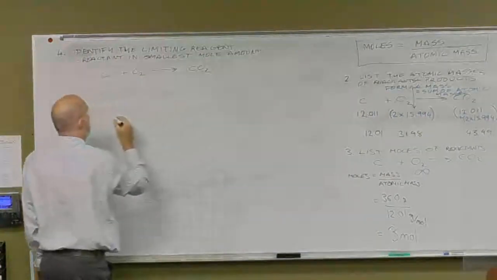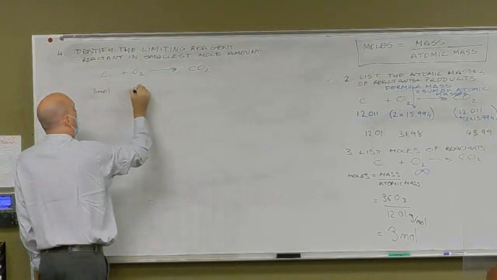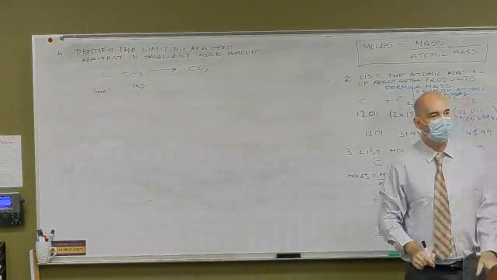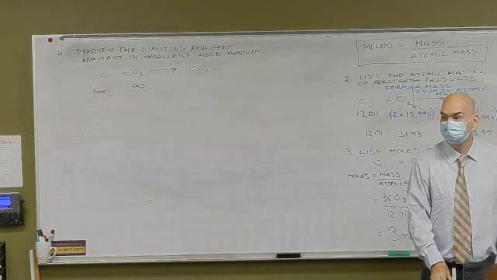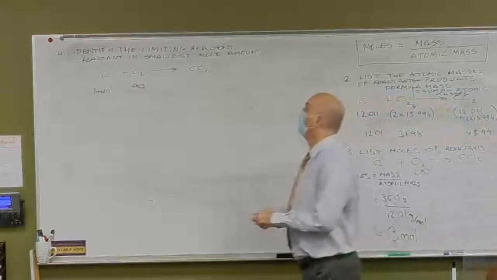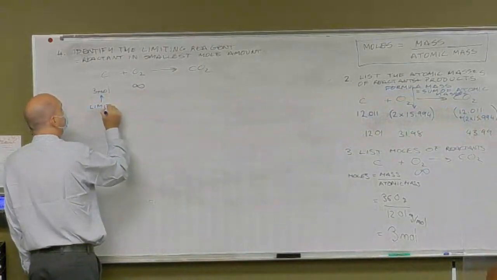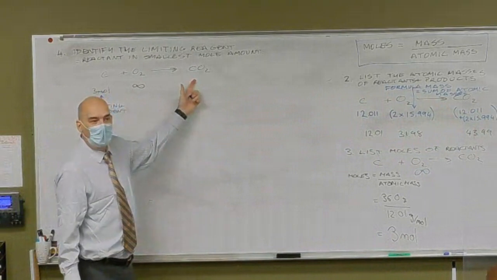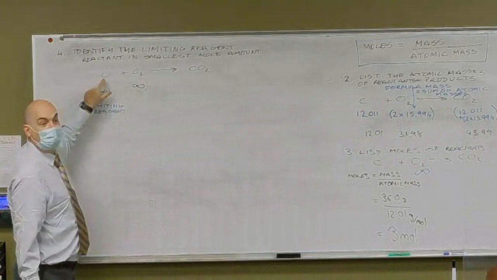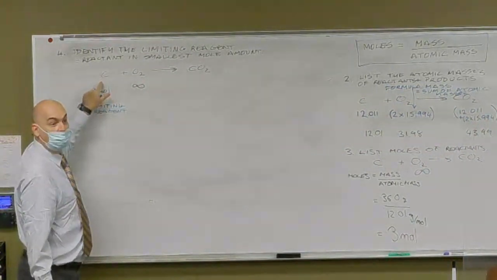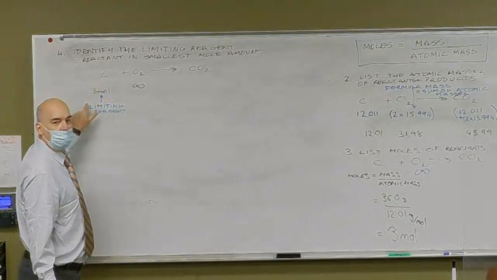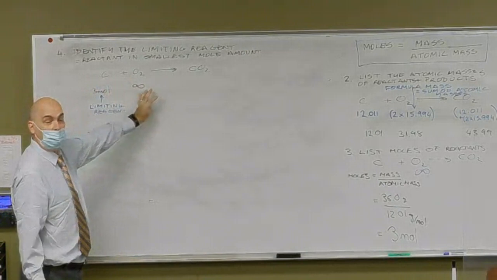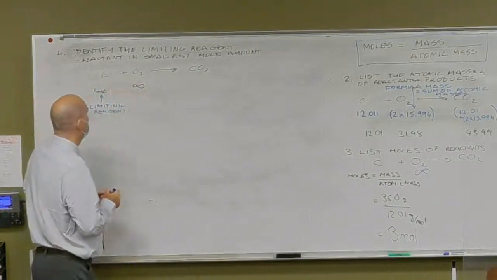And my reaction is carbon plus oxygen makes carbon dioxide. And I've discovered that I have 3 moles of carbon and an infinite number of moles of oxygen. Here's a question. Which is smaller, 3 or infinity? 3. 3 is smaller than infinity. Therefore, this is the limiting reagent. This means that however much carbon dioxide I make must be based on that value. I cannot make more carbon dioxide than the amount of carbon that I put in, because this limits my math. Okay, I have an infinite number of oxygen, but a limited number of carbon.